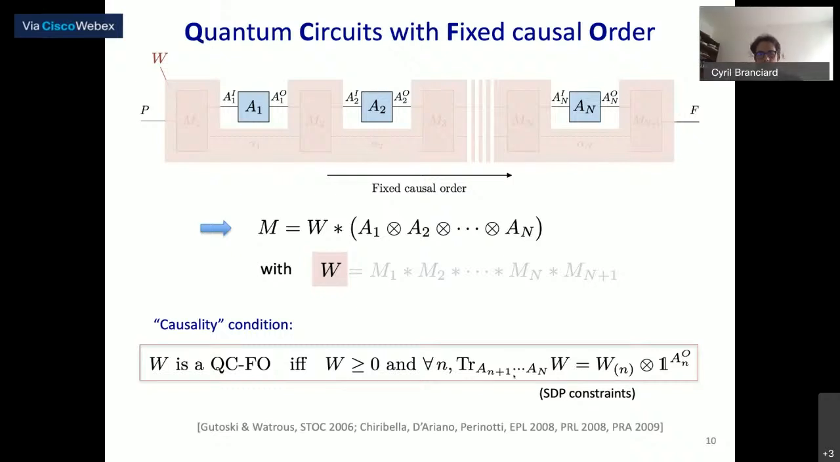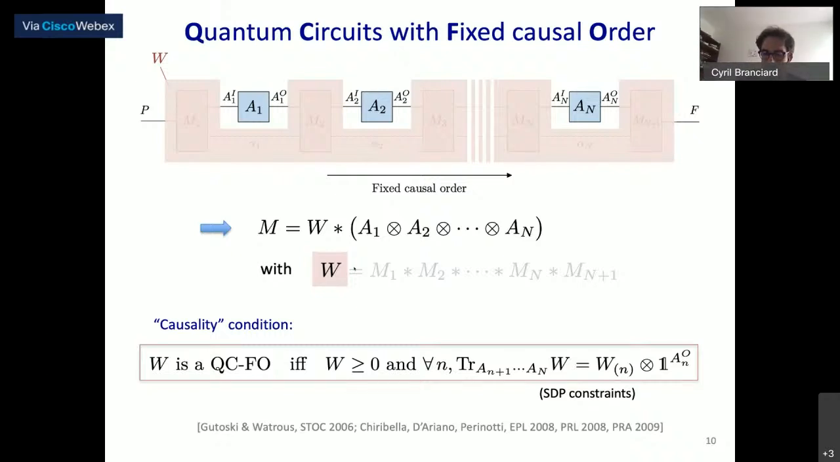What is it good for? Well, for instance, if you have a specific task that you want the quantum circuit to realize, then once you have characterized the whole class of circuits that you may allow, you can try to optimize for certain tasks. So it's good to have a simple characterization of such classes, so that you can check if a given W is in this class, and you can optimize for certain tasks if you want.